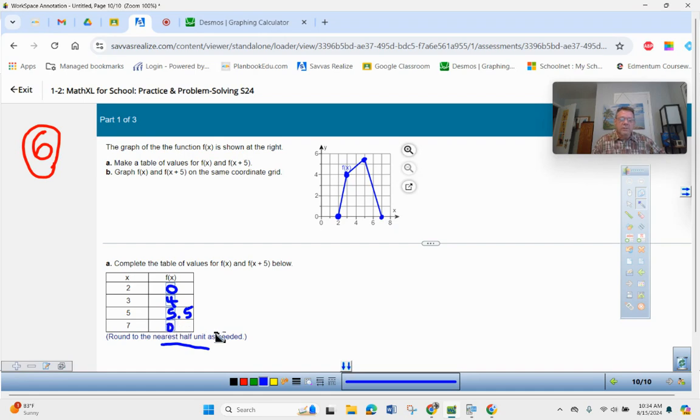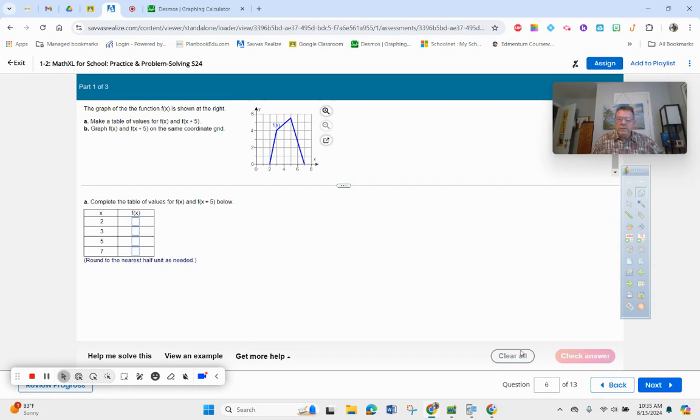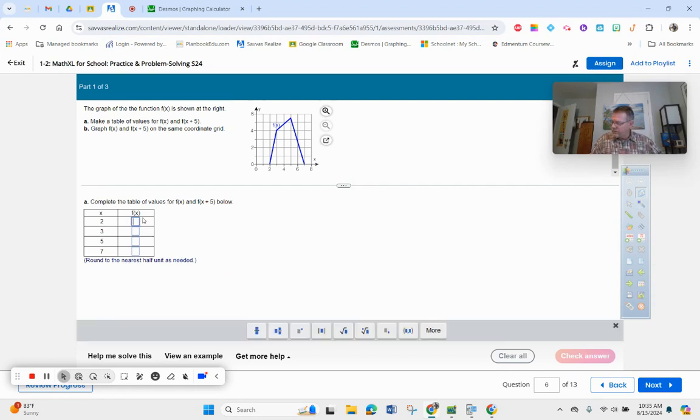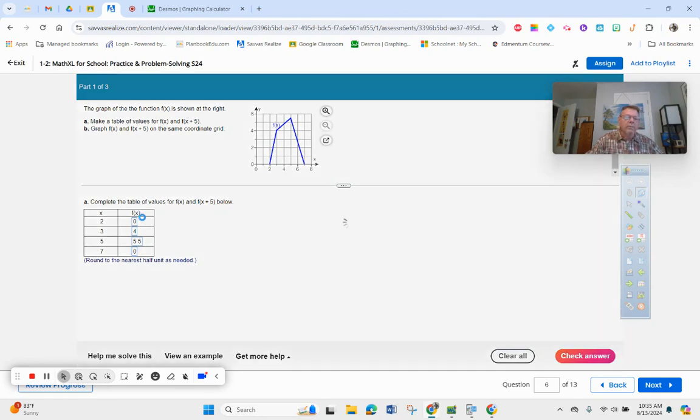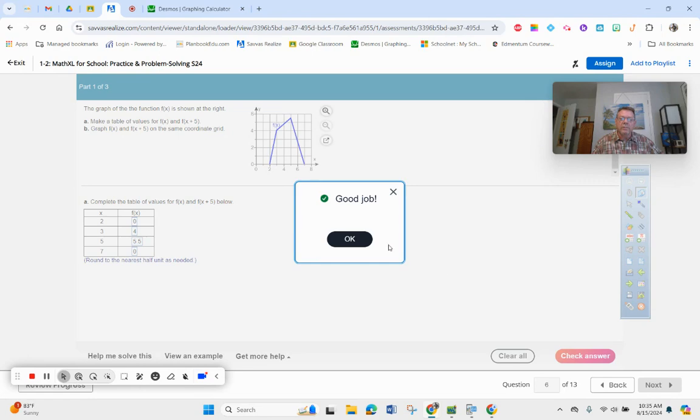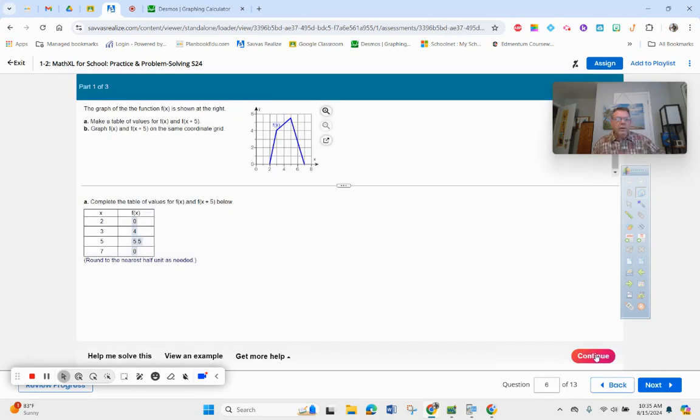All right, 7, 0. So I'm going to make a note of these. So 2, 0, 3, 4, 5, 5.5, and 7, 0. Okay, so that wasn't too bad. Let me do this, and let's actually put the numbers in. 0, 4, 5.5, and then 0. Okay, well, there we go. Good. So let's go to part 2.